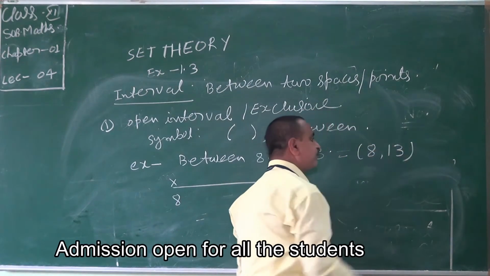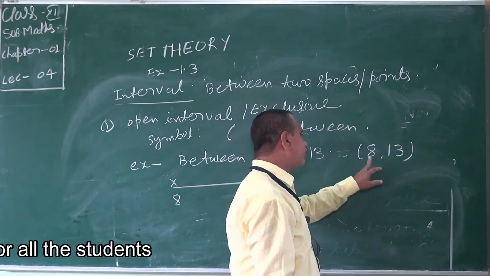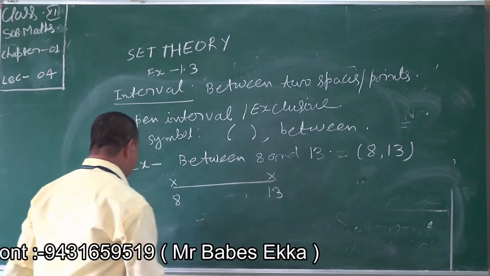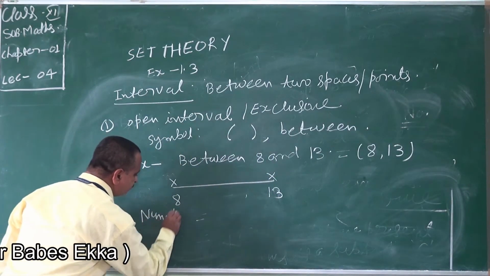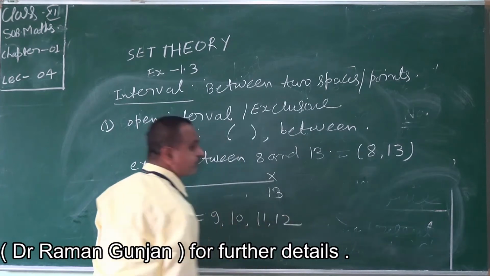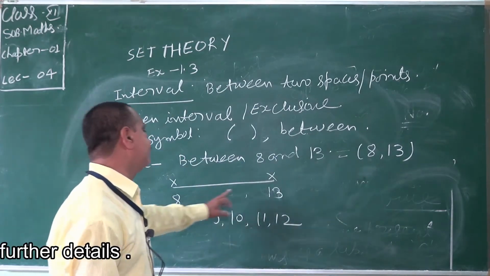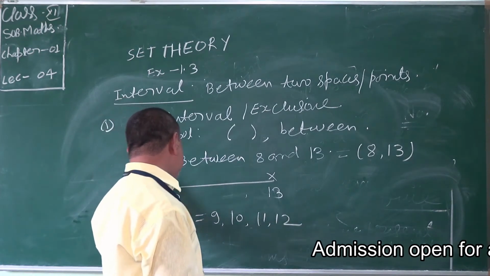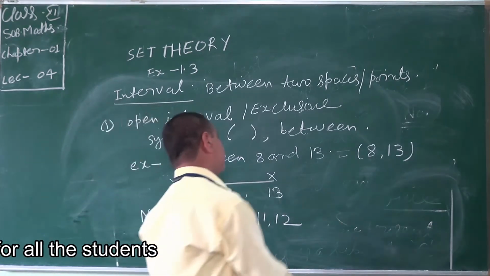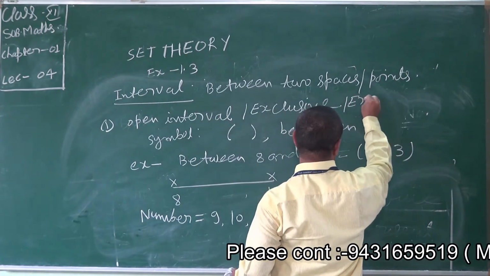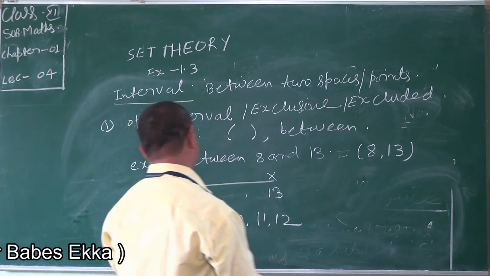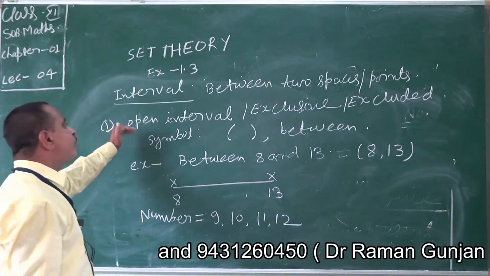So you write in this manner, then anybody considers that 8 is not included, 13 is not included, and we write the numbers between, like 9, 10, 11 and 12. We do not write 8 and 13. Between means our 8 and 13 points are excluded, exclusive. We also use another word, excluded. Excluded means leave out. You leave the number. So this is your open interval.